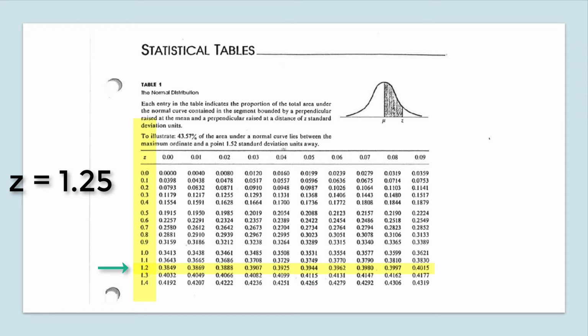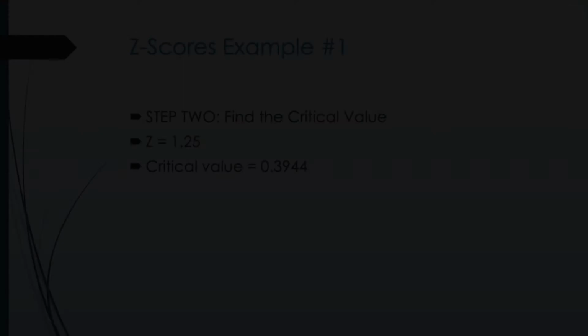And we circle this value right here, 0.3944. All you need to do is make sure that the first two integers line up in the first column, and then find that third integer along the row. We will do more examples if this is a little bit unclear.